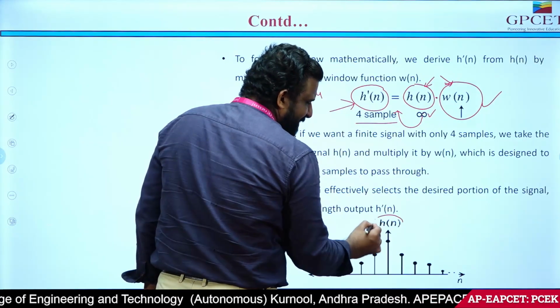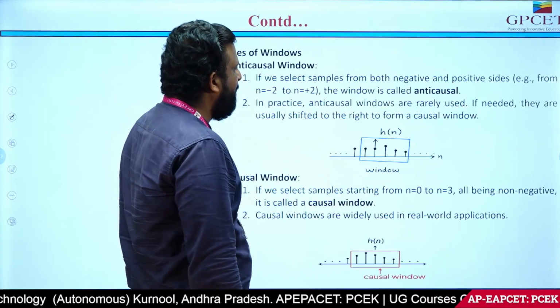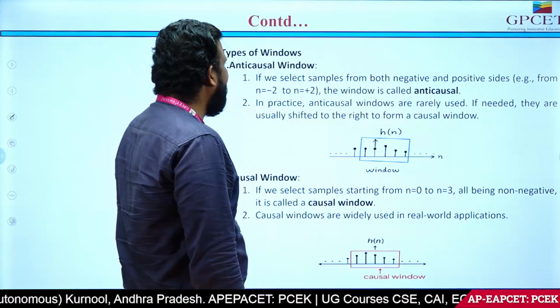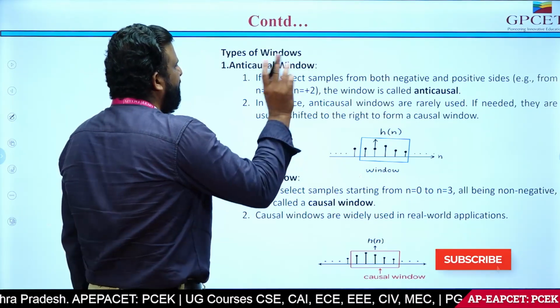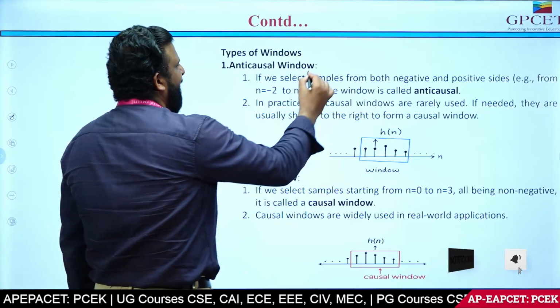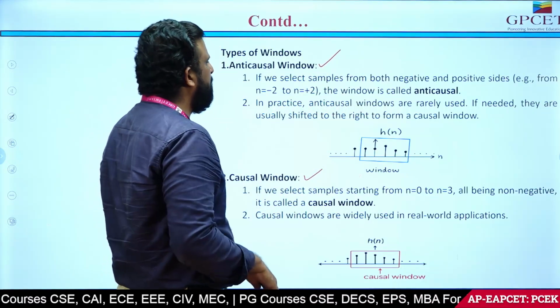So I am considering h of n, which is an infinite length sequence, and this h of n is multiplied with a windowing function. In this scenario, we will come across two windowings. One is the anti-causal window and the second one is the causal window. So what is an anti-causal window?